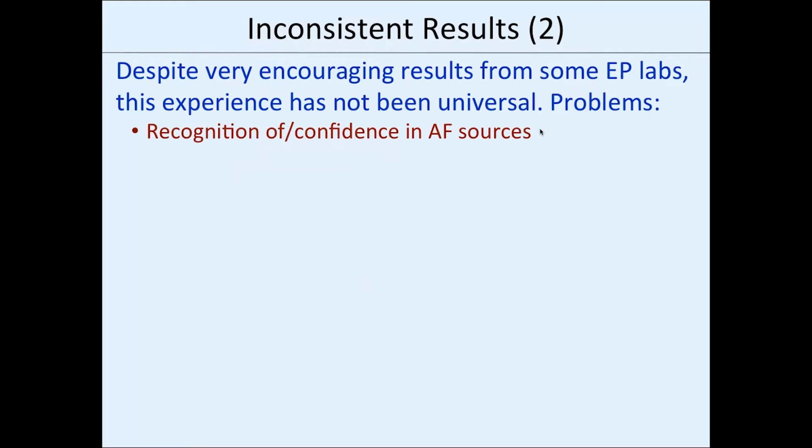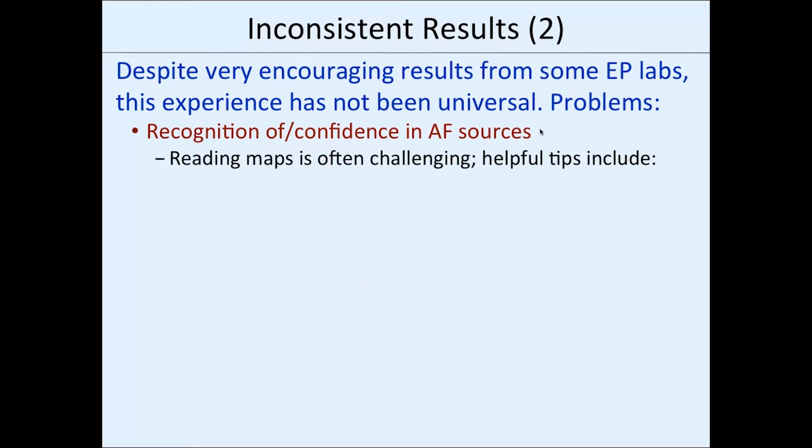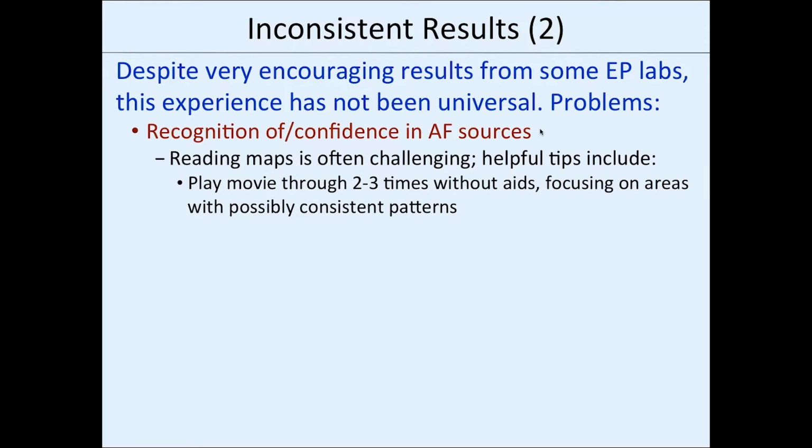Other areas where there have been some problems with inconsistent results are in the recognition and confidence in what constitutes an AF source as indicated by FIRM. Reading maps is not the easiest thing. I find that some people have a knack for this, and for other people it's just really difficult. Some of the tools help us somewhat, and just some process helps.